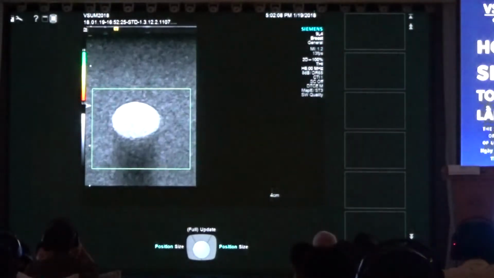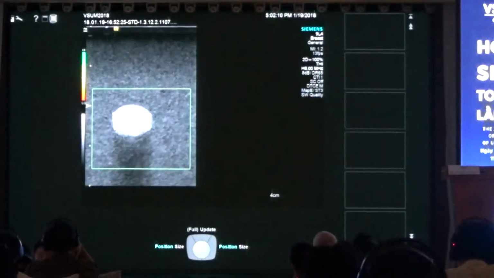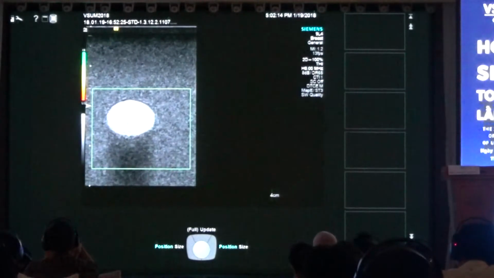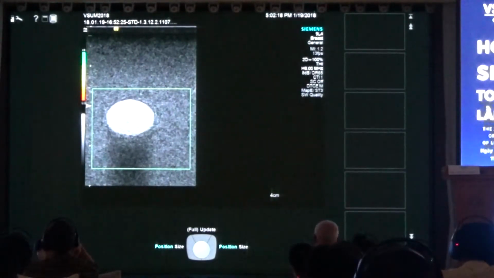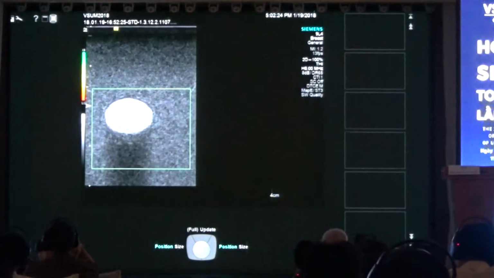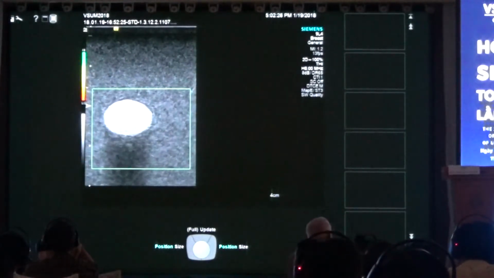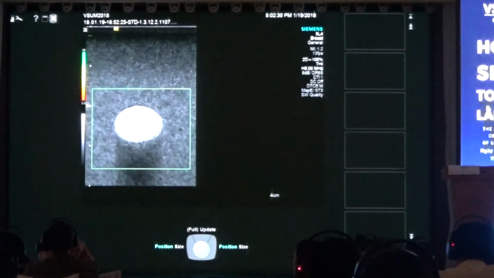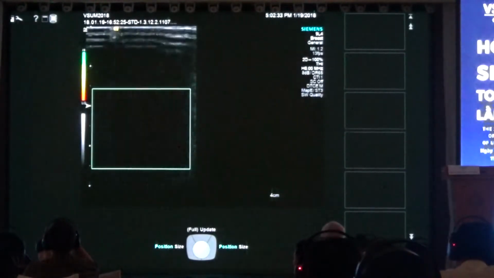So again, the takeaway points are: always try to move the patient so you get the best image. Try to avoid the carotid artery when you're doing thyroids, which can be very difficult. You can change their neck position to try to make the area as flat as possible. And again, apply not a lot of pressure.